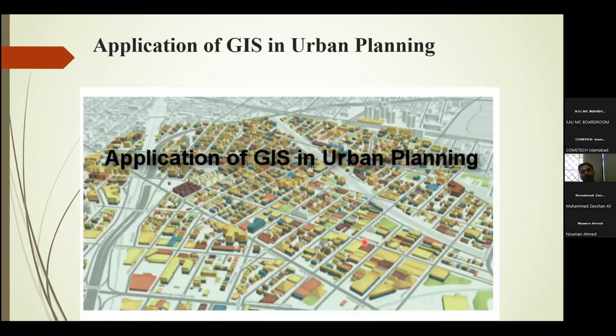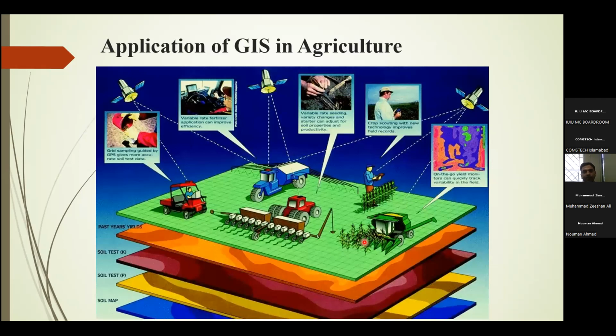Urban planning is one of the applications. Currently we have a lot of deforestation, and urbanization is increasing day by day worldwide, not only in Pakistan but also in developing and developed countries. So that is an important issue that needs to be discussed using GIS.